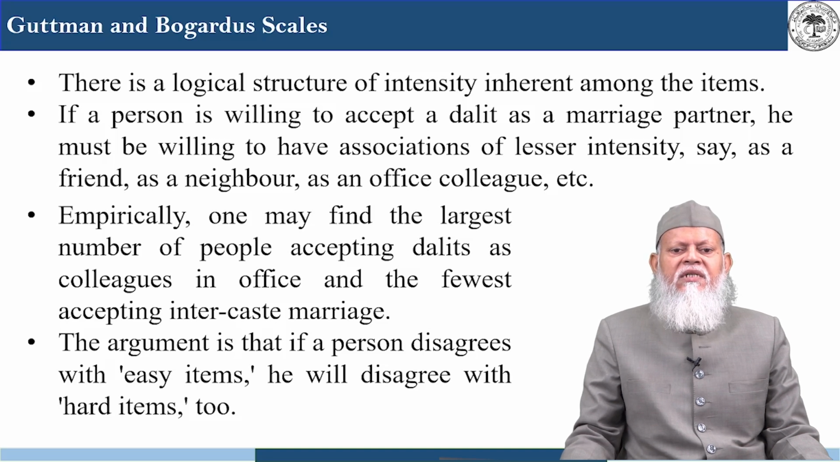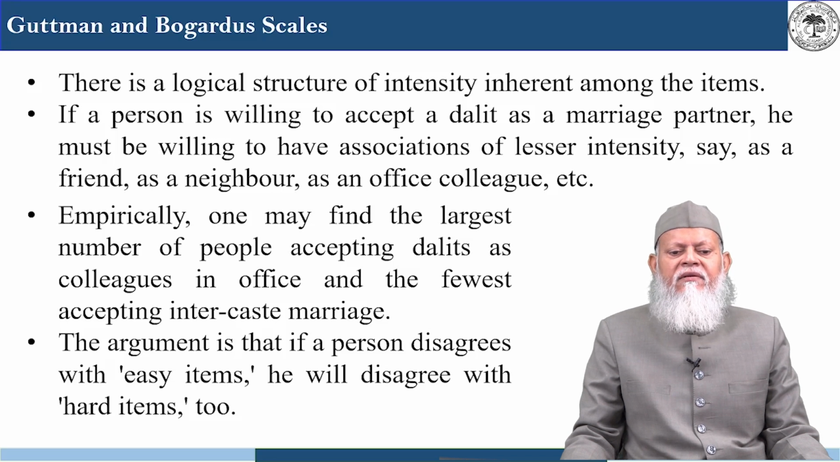There is a logical structure of intensity inherent among the items. If a person is willing to accept a Dalit as a marriage partner, he must be willing to have associations of lesser intensity, say as a friend, as a neighbor, and as an office colleague. Empirically, one may find the largest number of people accepting Dalits as colleagues in office and the fewest accepting intercaste marriages, that is, accepting them as marriage partners.